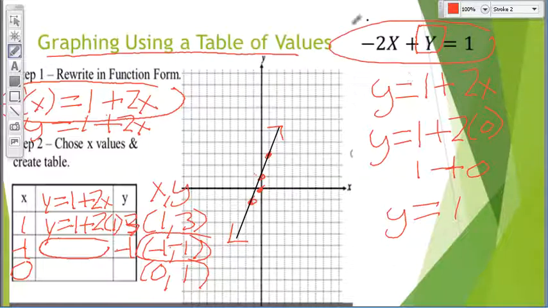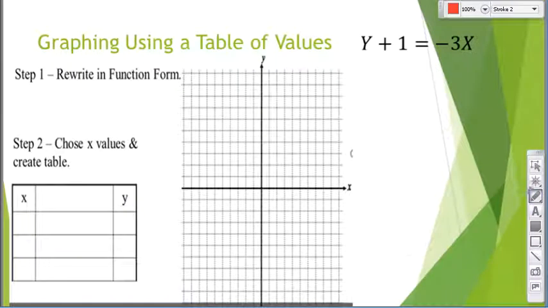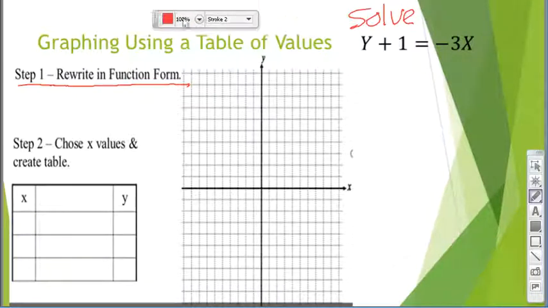So let's review the steps again. We're going to do this on another one just like this. So when we graph a line using a table of values, our first step is to write it in function form. Okay, so we're going to solve for the y. And basically that just means we're going to get the y by itself, right? We're going to isolate the y. So for this equation right here, let's go ahead and do this.